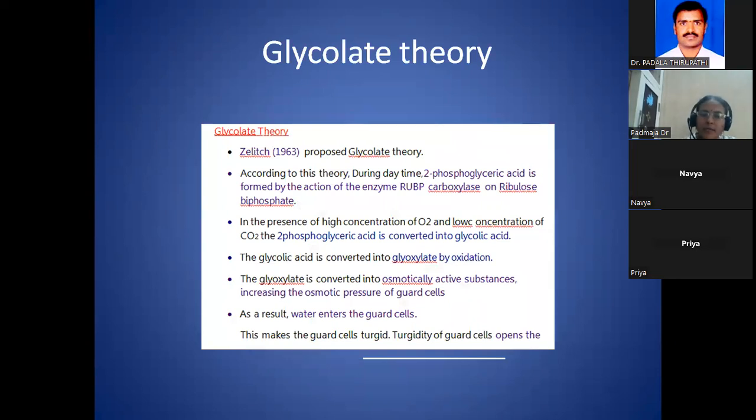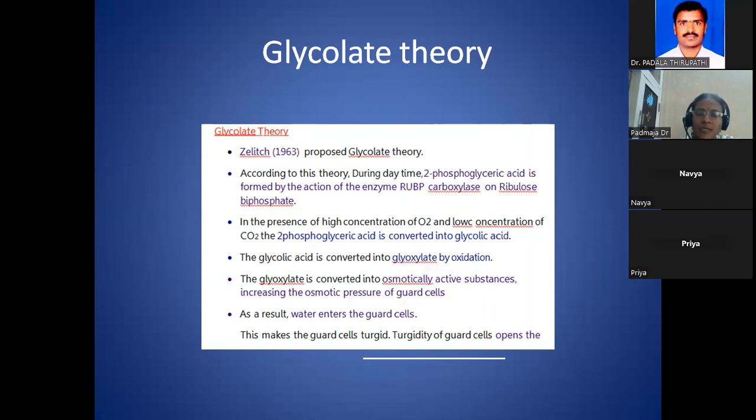And the next one is the glycolate theory. Jellick proposed the glycolate theory in 1963. According to this theory, during daytime, 2-phosphoglyceric acid is formed by the action of the enzyme RuBP carboxylase, ribulose bisphosphate. In the presence of a high concentration of O2 and a low concentration of CO2, the 2-PGA is converted into glycolic acid. The glycolic acid is converted to glyoxylate by oxidation.